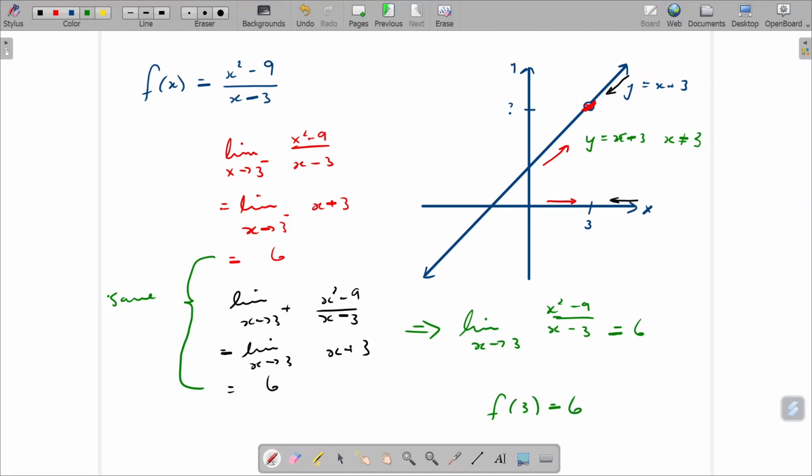Now, please notice again, sorry, my fault, I just want to quickly fix something with my notation. Okay, sorry, that's fine.